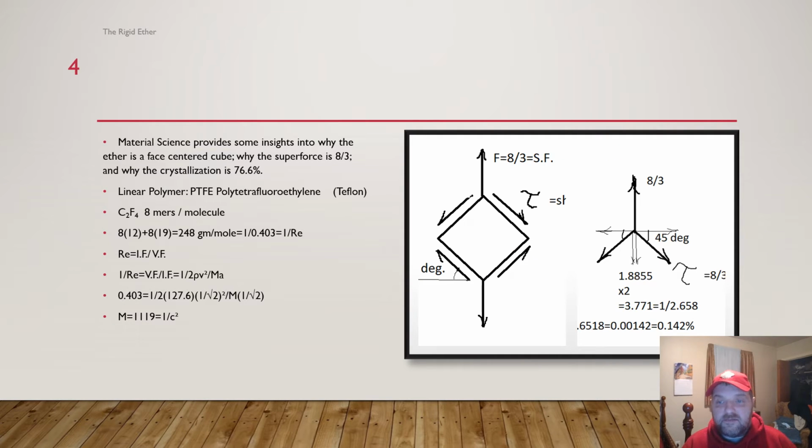There's a couple of free body diagrams of elements from mechanics, and we see that when a force of 8/3 is applied, that's determined to be the superforce. It's equal to 2.6666 repeating. And when the angle is 45 degrees, we wind up with the force pulling in each direction there in the right-hand diagram being equal to 8/3.